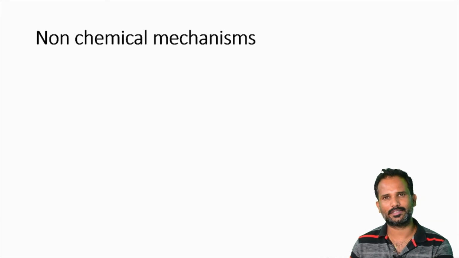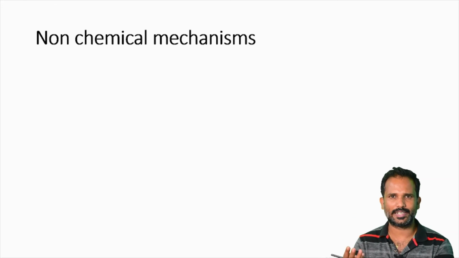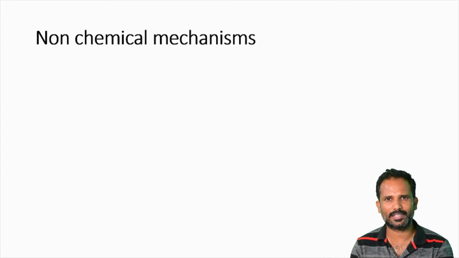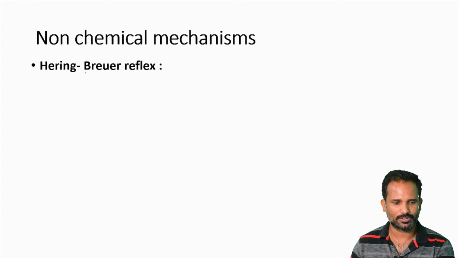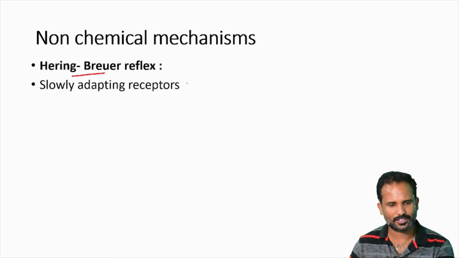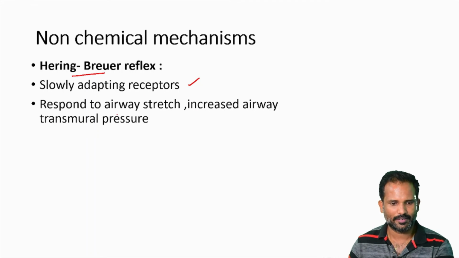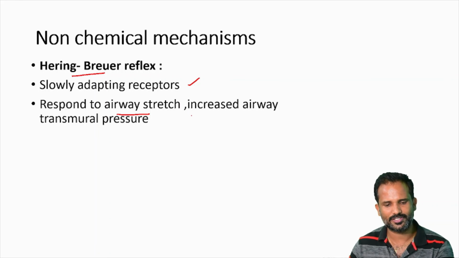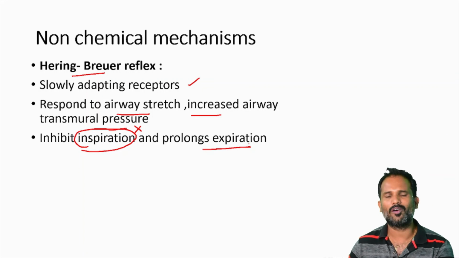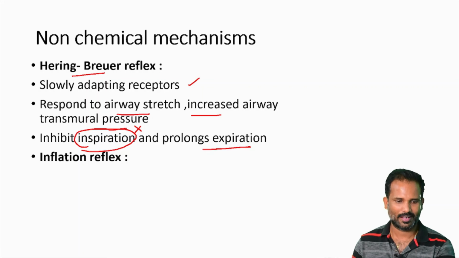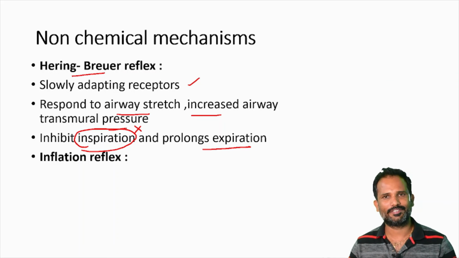Now the non-chemical mechanisms, where there are three kinds of receptors: slowly adapting receptors, rapidly adapting receptors, and C fibers. The Hering-Breuer reflex involves slowly adapting receptors, which respond to airway stretch or increased airway transmural pressure. The response is that they inhibit inspiration and prolong expiration. There are two kinds of reflexes: the inflation reflex and the deflation reflex.